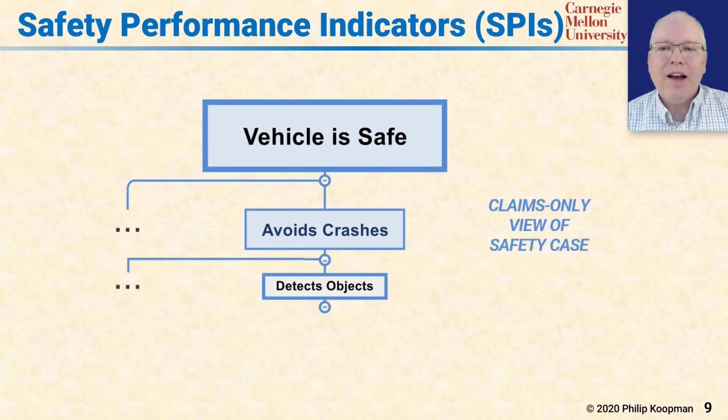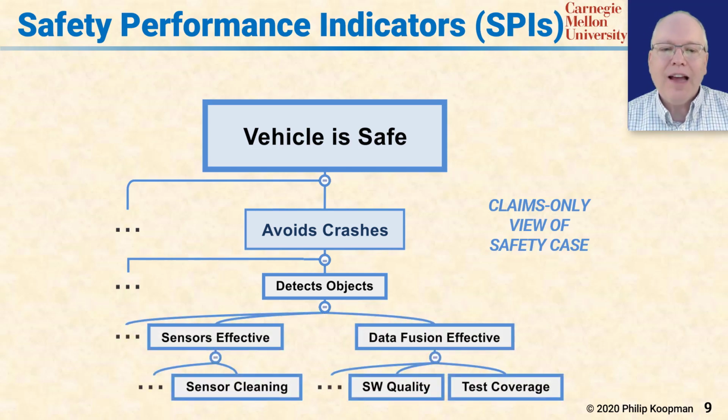The idea of a SPI is that it attaches to a claim in a safety case. So here's a safety case where I'm only showing the claims. I'm dropping out the arguments and evidence. They still have to be there, but for this graphic, all you're seeing is the claims. The top level is the vehicle is as safe as it needs to be, acceptably safe. The next level is we get there by doing a bunch of things, and one of them is avoid crashes. And to avoid crashes, we do a bunch of things, and one of them is we detect objects. And to detect objects, our sensors need to be effective as well as a bunch of other things.